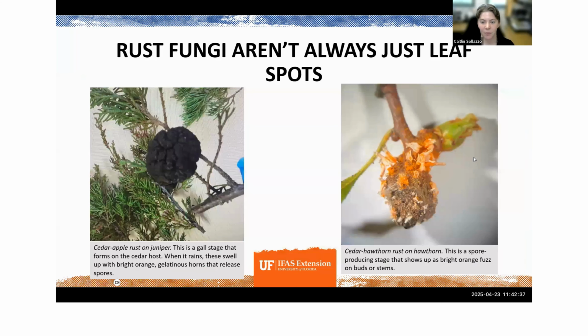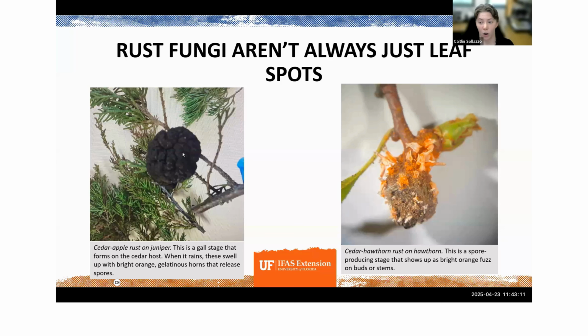And then here's where I remind you that rust is really complicated. So sometimes you have the life cycle that has two different hosts with different spore types, and it can look like this. So these are technically two different rusts, but they're very closely related. This is what they look like on different hosts. We have cedar apple rust, and then this is cedar hawthorn rust. Again, very closely related. This just creates large galls. And again, it's not going to really harm the tree at all. But someone might look at this and be like, that's concerning. I need to bring this into the Master Gardener Clinic.